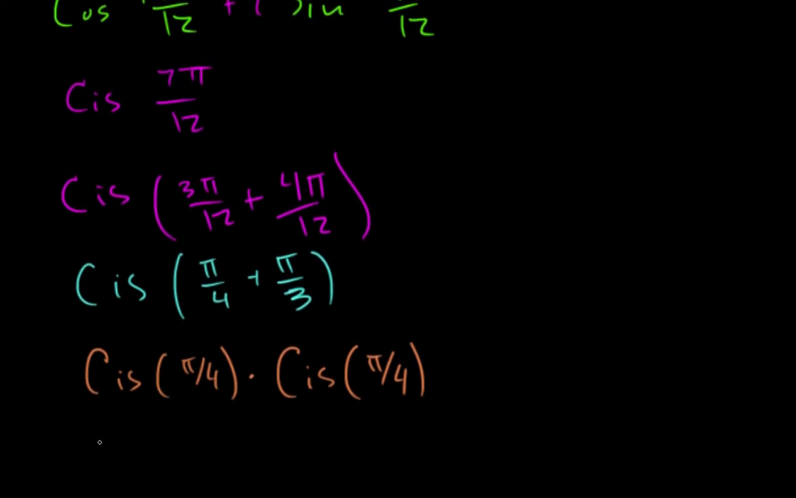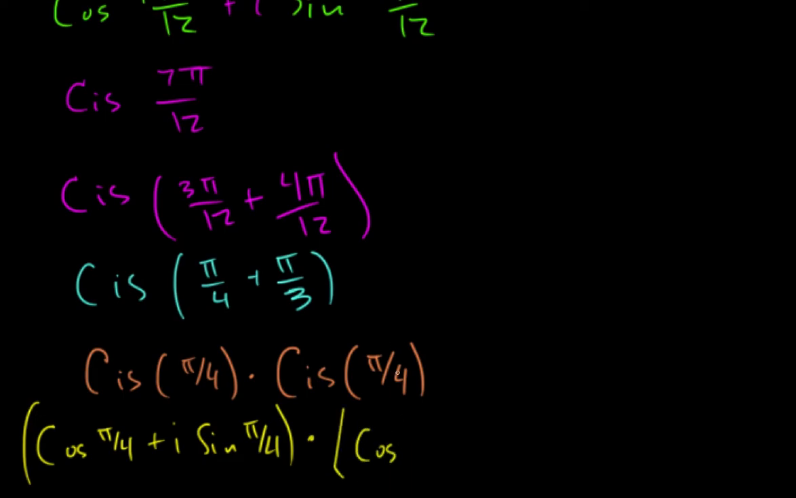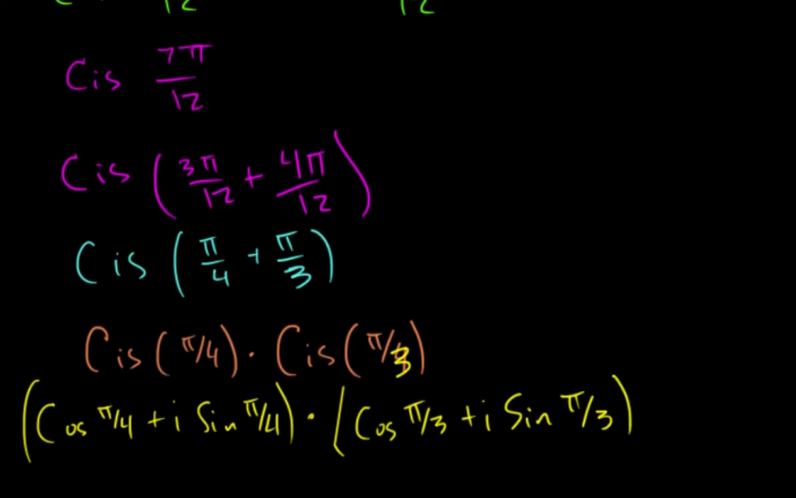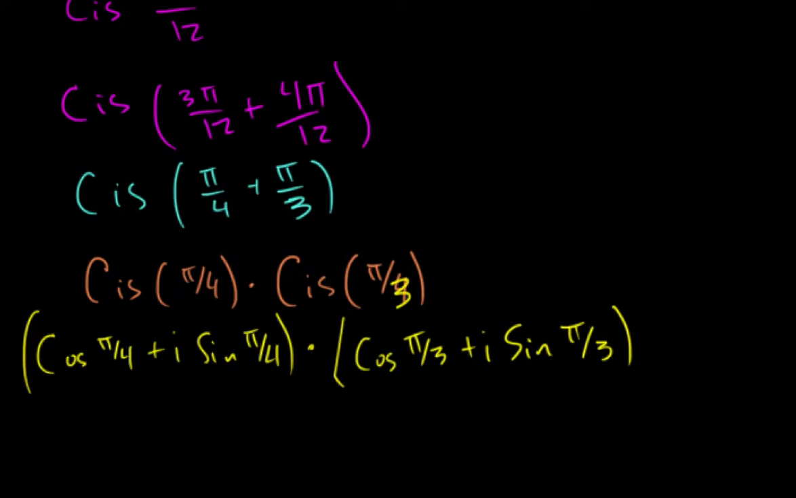Okay, and then from here, if we write them out, we get cosine of pi fourths plus i sine of pi fourths multiplied by cosine, whoops, this is supposed to be pi thirds, cosine pi thirds plus i sine of pi thirds. Okay, keep going. Now, when we do this, we're going to actually multiply these out. Or no, actually, let's simplify them first.